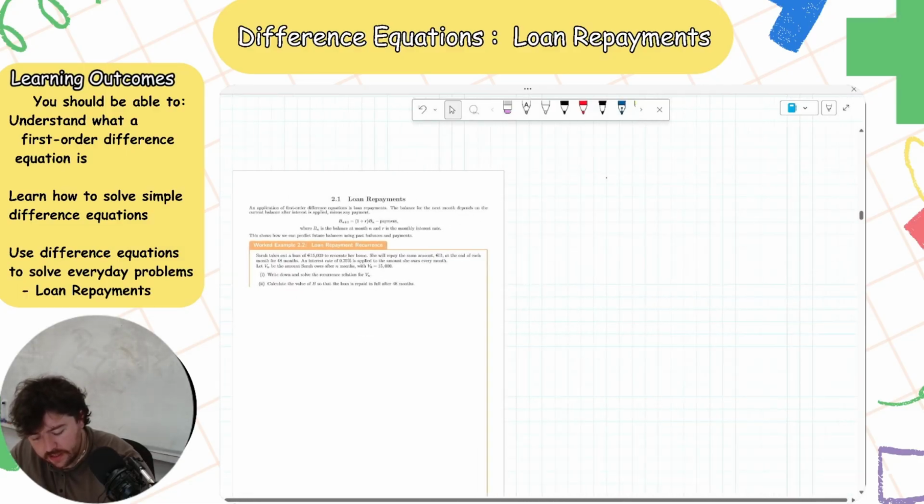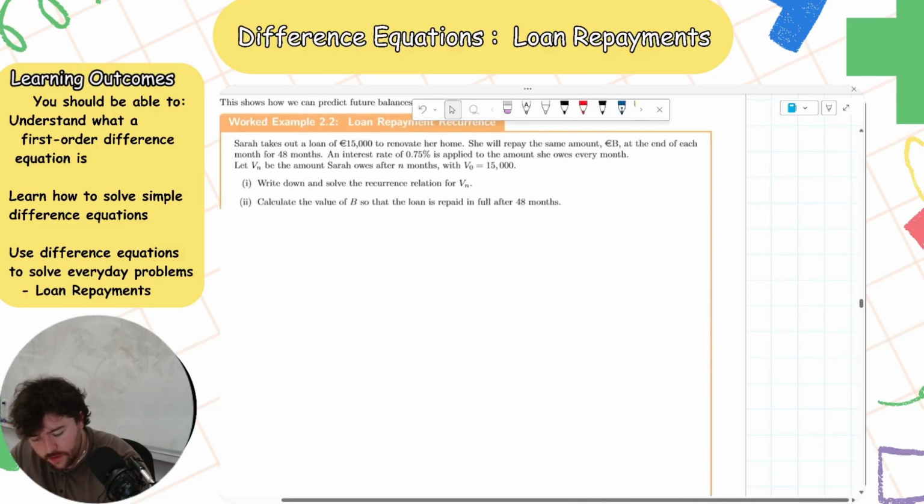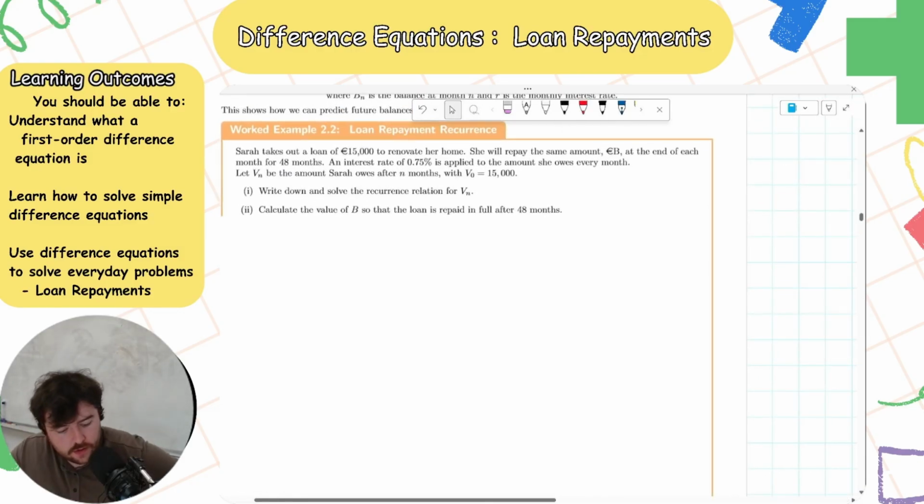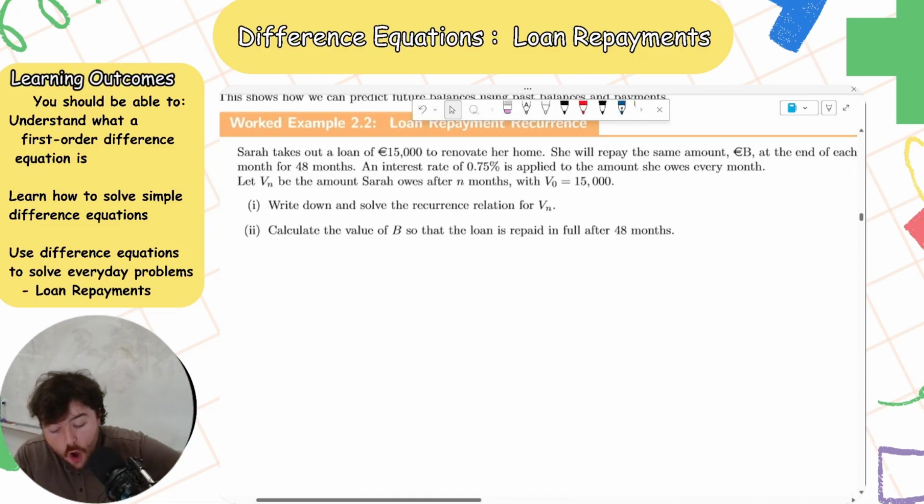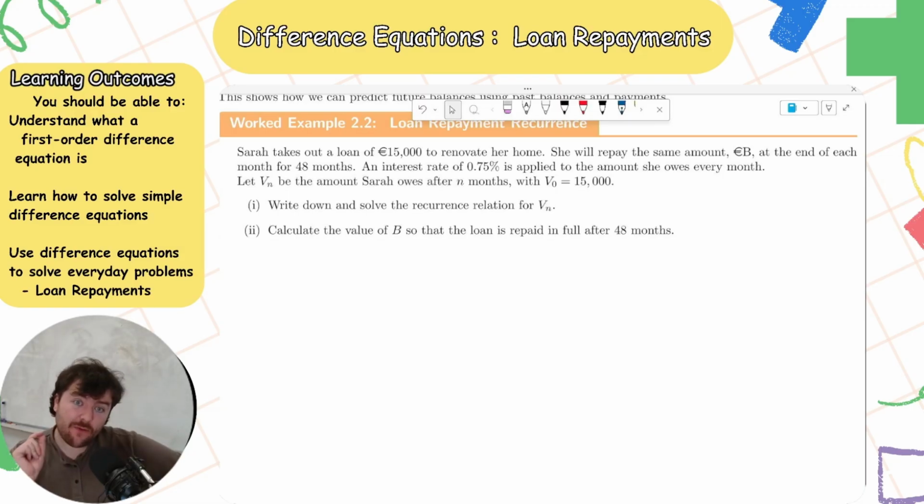So Sarah took out a loan of 15,000 to renovate her home. She will repay the same amount B at the end of each month for 48 months. An interest of 0.75% is applied to the amount she owes every month. Let Vn be the amount Sarah owes at the end of month n, and V0 equal 15,000. Write down and solve the recurrence relation for Vn.